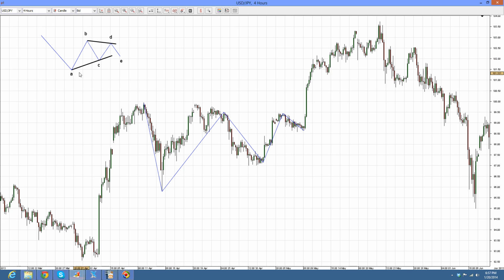And our contracting triangle should be labeled A, B, C, D, and E. And like mentioned earlier in the first part, all these legs here, A, B, C, D, E, are corrective. They should be treated as corrective legs, and the triangle travels between the A and C and B to D trend lines.